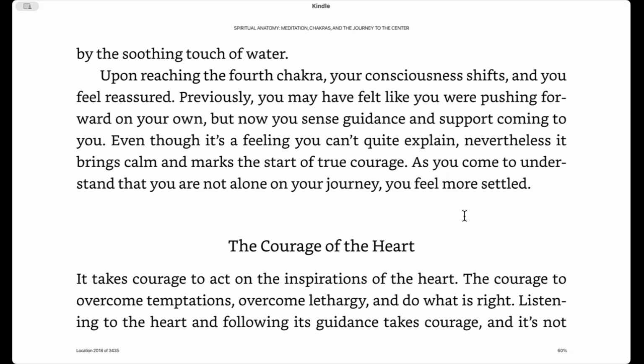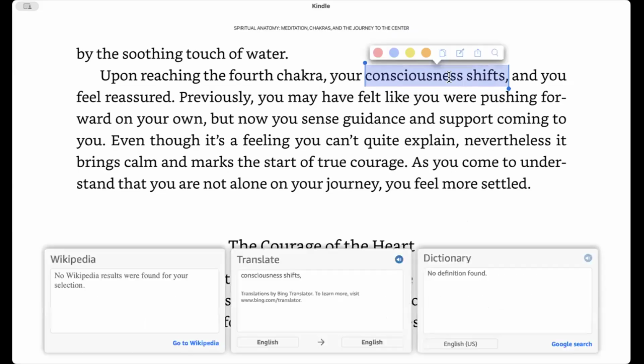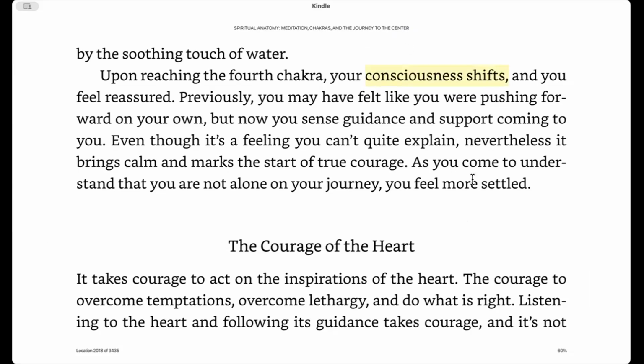So if you observe, like I was telling, each point as we move through these points, and within the points, there are several stages we go through. What we call a stage is nothing but a conscious shift. So it takes courage to act on the inspirations of the heart.